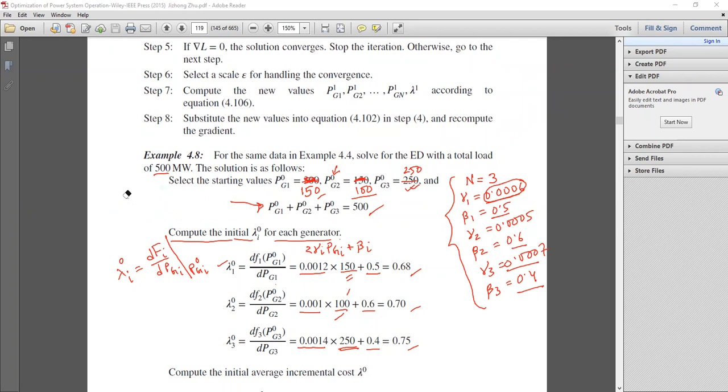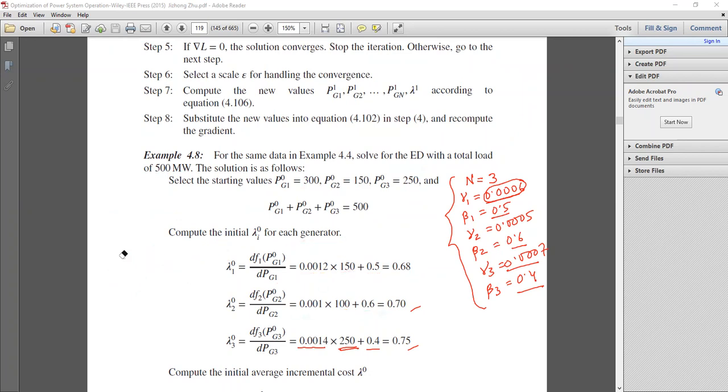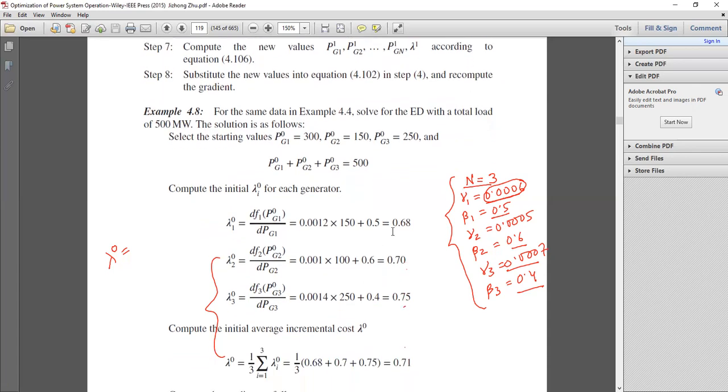Any question? We are not yet in the first iteration. This is only the initialization going on. So once we have all three lambdas calculated, we actually need lambda naught, and that is the average of these. So you add these and divide by n, which is 3. So your lambda 0 is simply 0.68 plus 0.70 plus 0.75 divided by n, where n is 3 here. So your lambda naught is found to be 0.71.